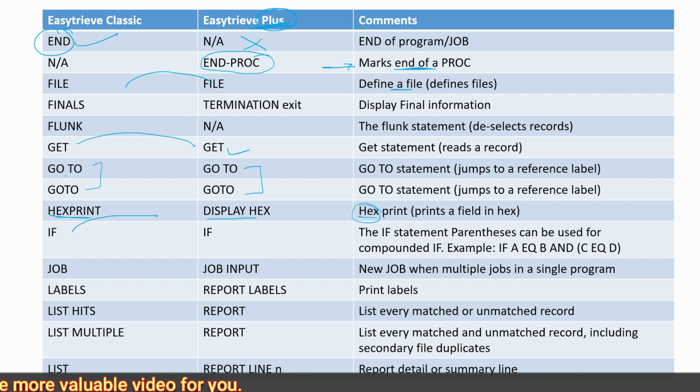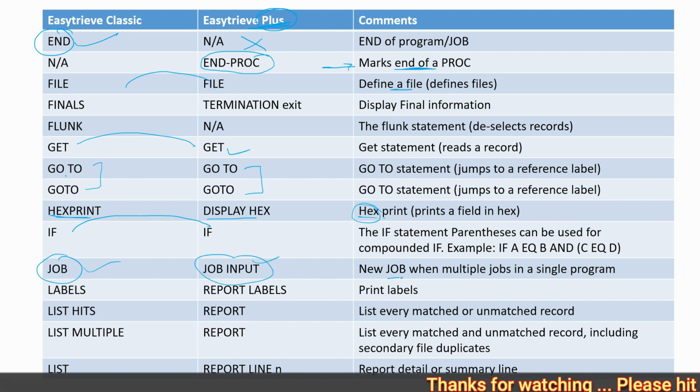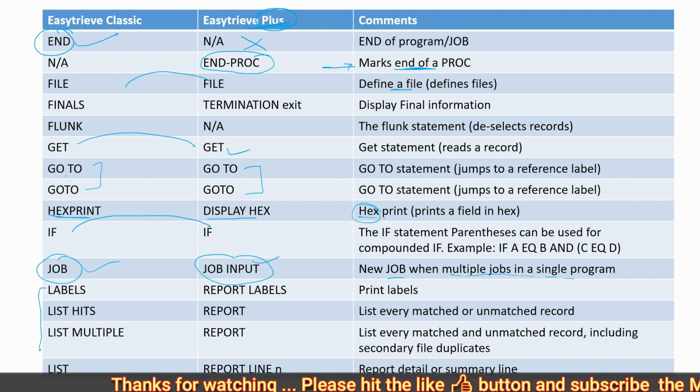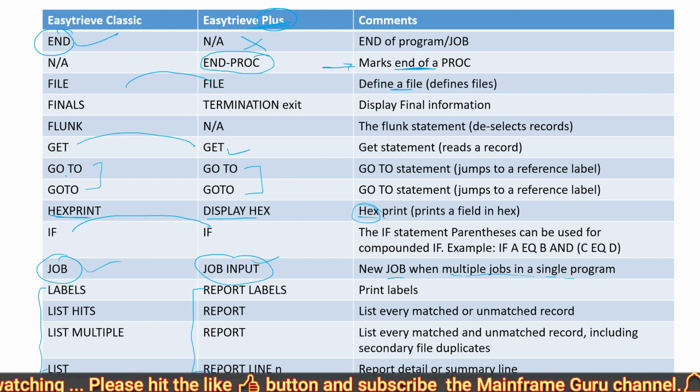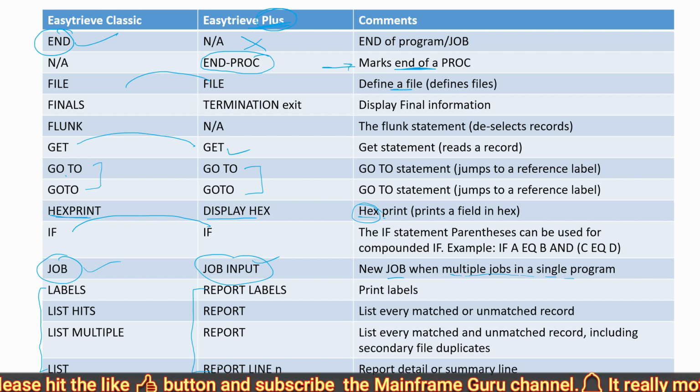We have the if statement in both versions. We have job in the Classic version, but job input is available in the Plus version. It indicates a new job when there are multiple jobs in a single program. We have label and list for reporting in Classic, but in the Plus version we have report.